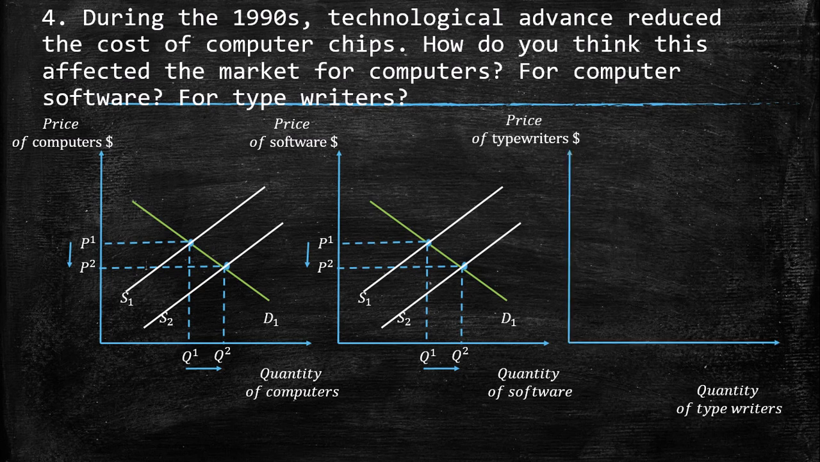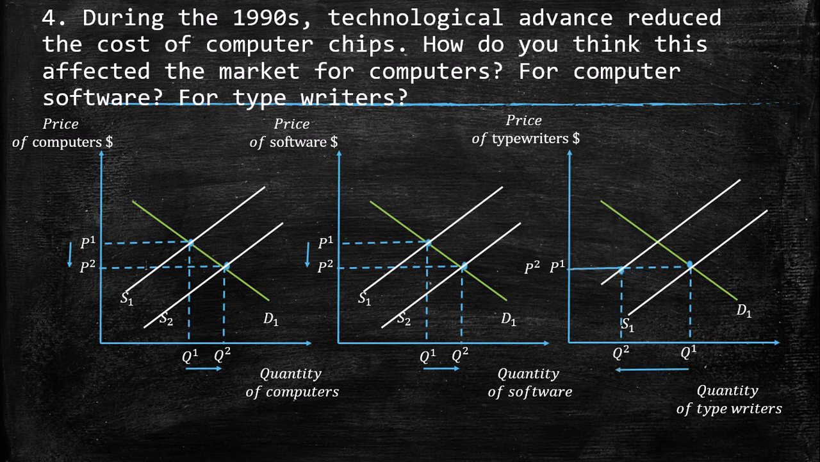And the other side is the typewriters market. So here we have the initial case. So remember that we are thinking about computer chips. So here what I did. I think that first there's going to be a decrease of supply of these, because maybe there's going to be more suppliers that, given this technological advance, are going to produce more computers.